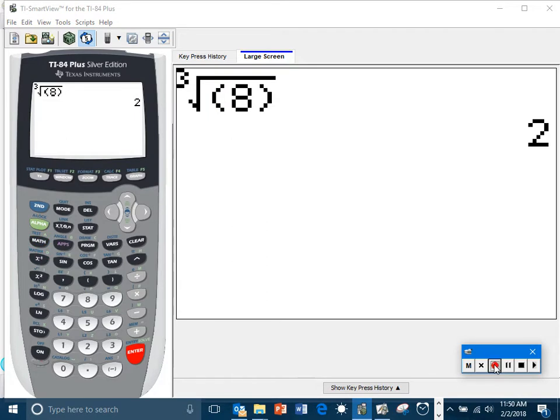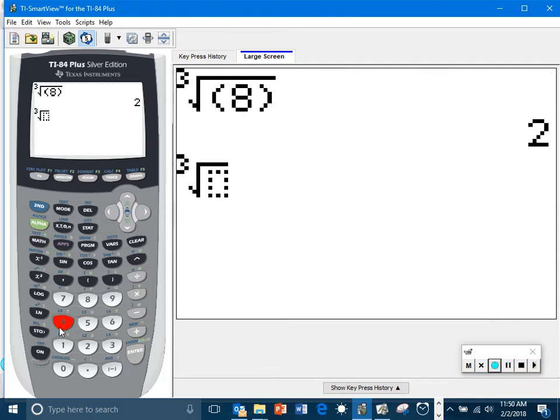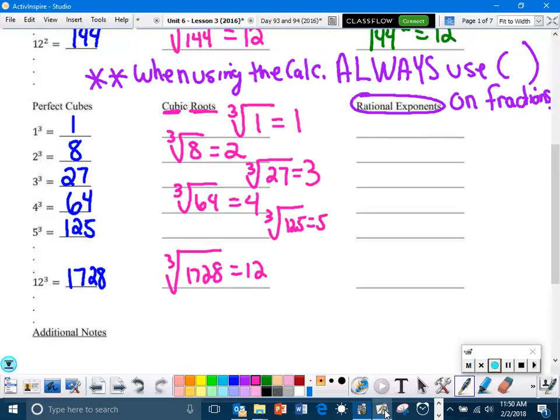Sorry about that. There's a little pause there. Again, it's under math, and it's number 4. All right, but again, I really don't want you to use that. So let's go back to the worksheet.